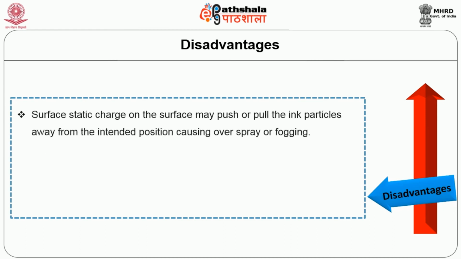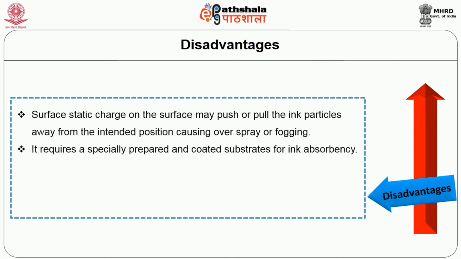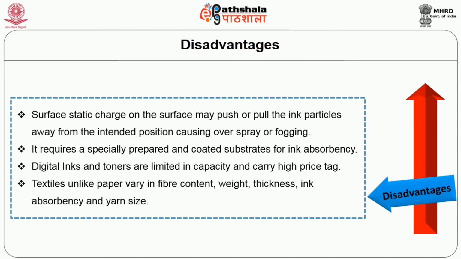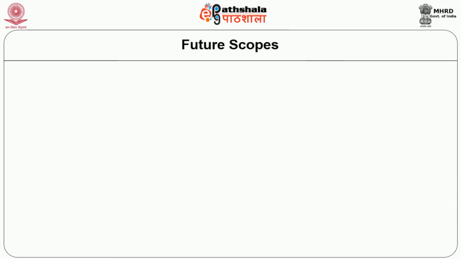Surface static charges on the surface may push or pull the ink particles away from the intended position, causing overspray or fogging. It requires a specially prepared and coated substrate for ink absorbency. Digital inks and toners are limited in capacity and carry high price tag. Textiles, unlike paper, vary in fiber content, weight, thickness, ink absorbency and yarn size. Let's see what is the future scope of this printing technology.